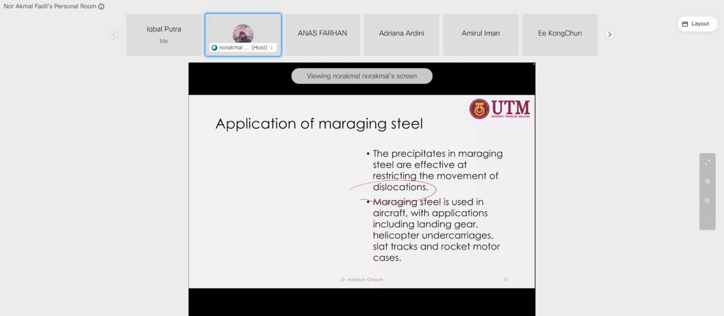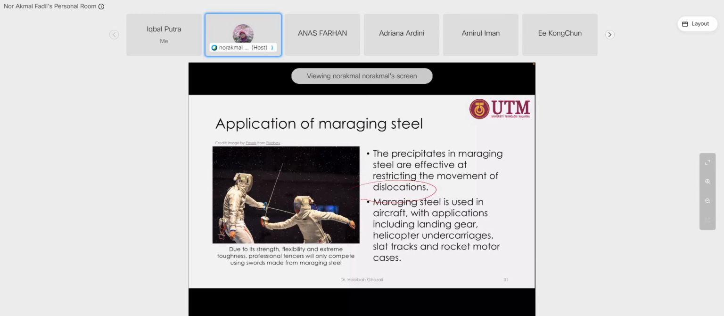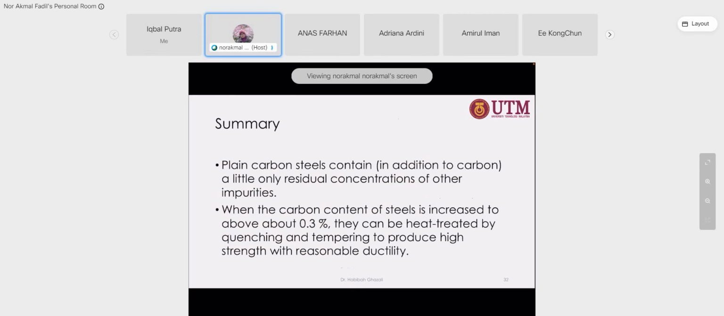Maraging steel is used in aircraft applications including landing gear, near the tyre area, for aircraft and helicopter undercarriage, sled track and rocket motor case. Due to its strength, flexibility, and extreme toughness, professional fencers will only compete using swords made of maraging steel.